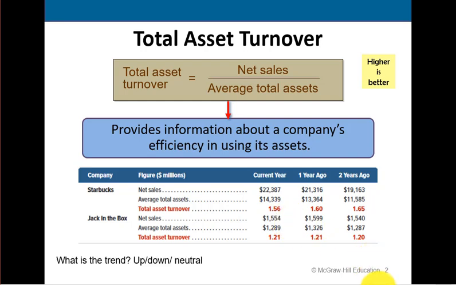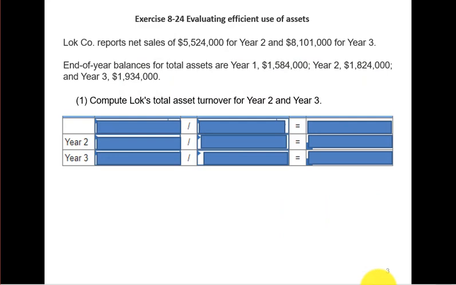Okay, let's go a little further here. So is the trend up, down, or neutral? I'd say it's probably neutral for Ch8and9, and it's probably down a little bit for Starbucks. Who has better overall? Again, the better overall is the higher one, which would be Starbucks. Now let's take a look at an exercise.